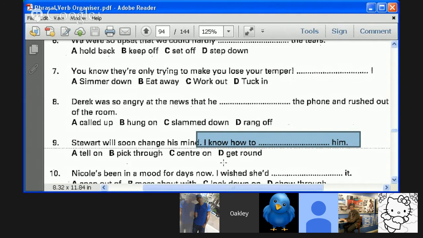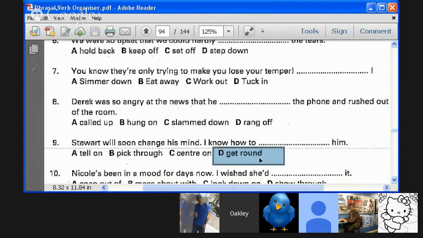Kick out him. Show off. No. I know how to avoid him. The closest meaning here is get around. British say get round him. Americans say get around him. Similar to the idea of a workaround. You're not going directly, but you're going around a problem. You have a problem, so you're going to work around it. Yes, exactly the same idea.